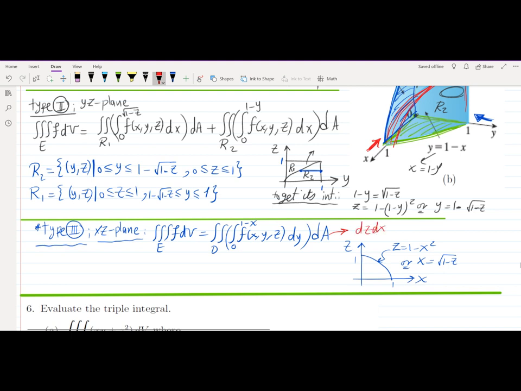So the region D can be described as any point of the form x and z, such that x should be constant, it is from 0 to 1, clear here, and z should be variable in terms of x, from 0 till 1 minus x squared, since we choose the strip to be a vertical strip like this.